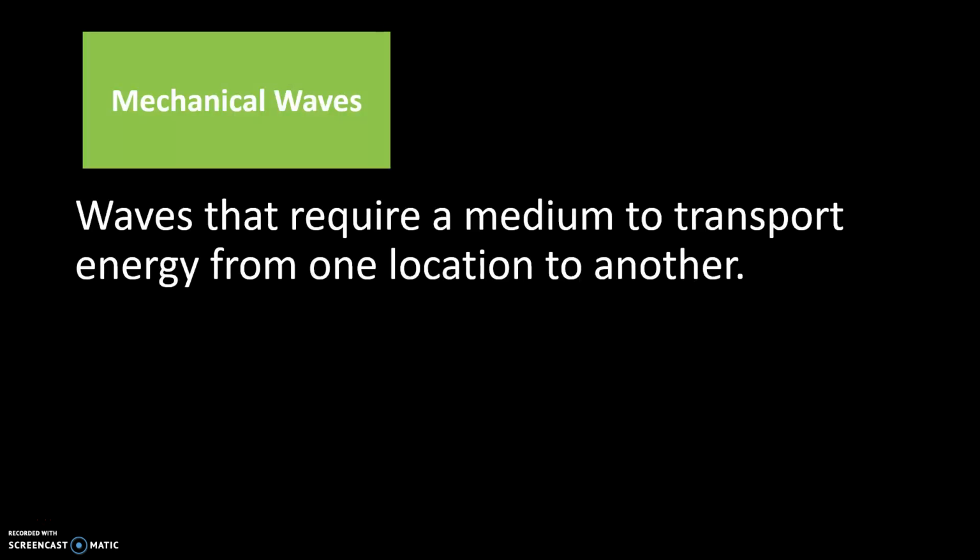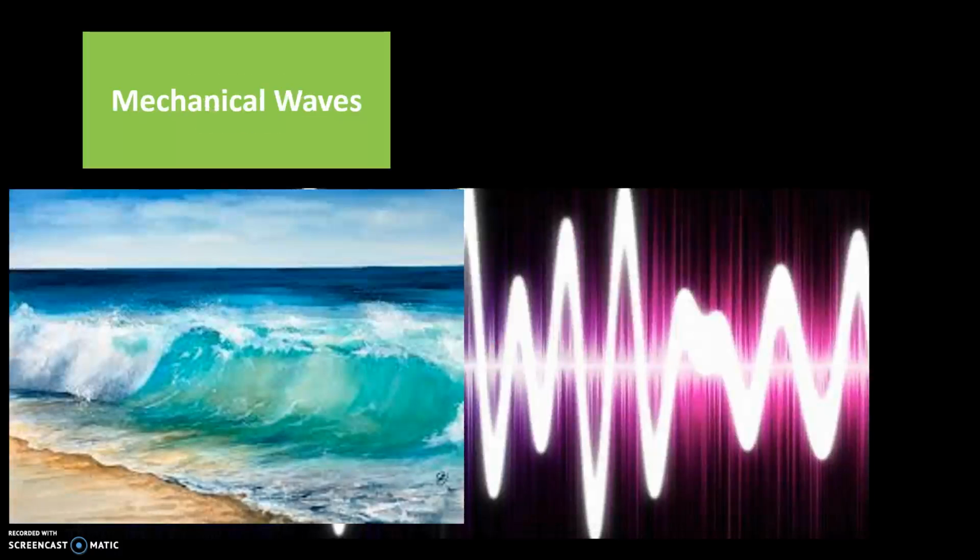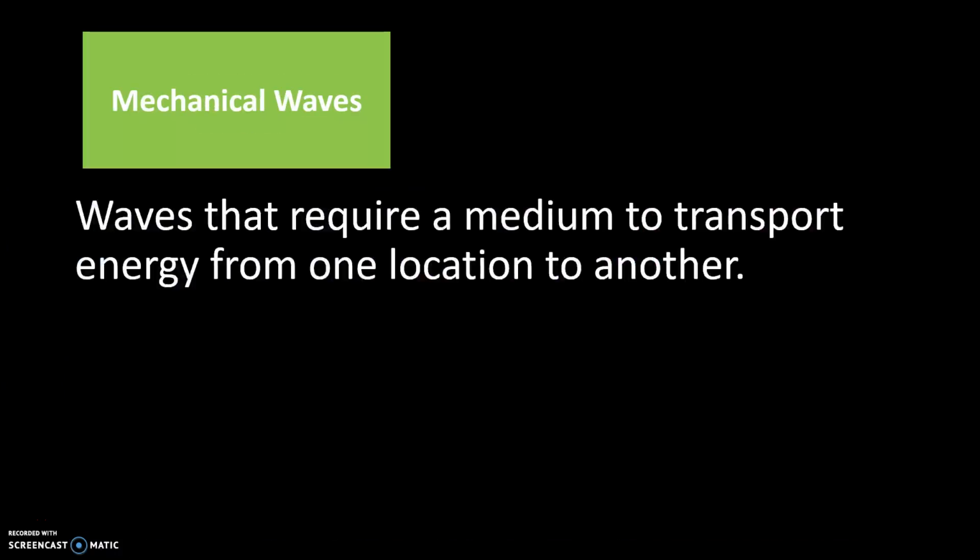So waves can be broken down into two major parts: mechanical waves and electromagnetic waves. Now let's focus on mechanical waves. Mechanical waves are waves that require a medium to transport energy from one location to another. So without a medium, you won't really have any mechanical waves.